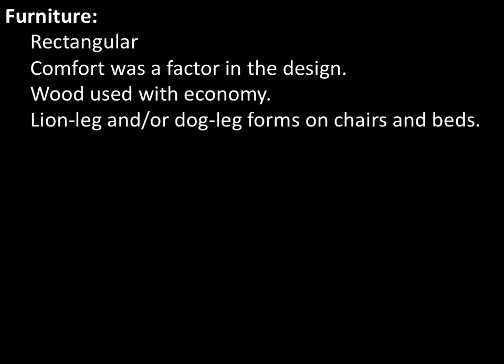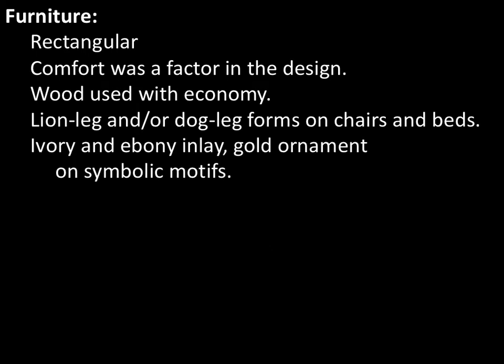We see lion leg and dog leg forms on both chairs and beds, and some inlay with both ivory and ebony, some gold ornament, and a lot of those symbolic motifs carrying through into the furniture. Because we are talking about rectangular furniture, the areas where people sat did have a cushion, but it was not upholstered or attached. It was a loose cushion, like a pillow sitting on top of a bench. So let's take a look at some of these pictures.